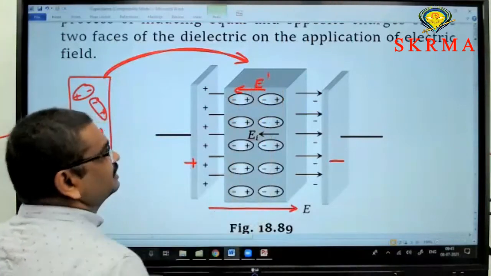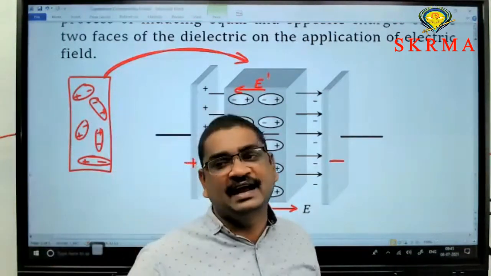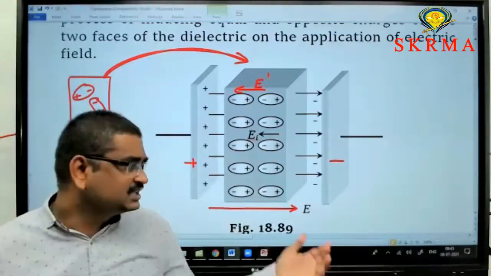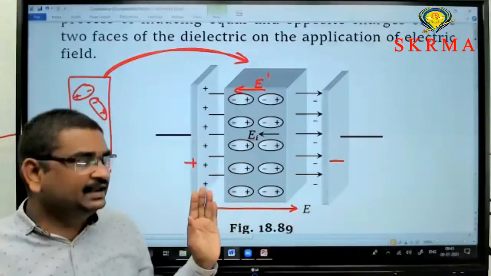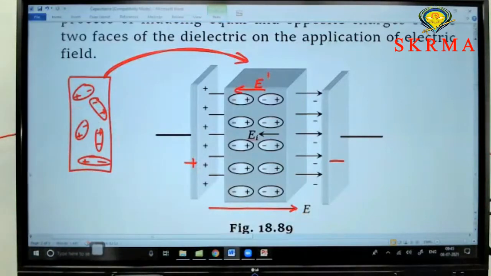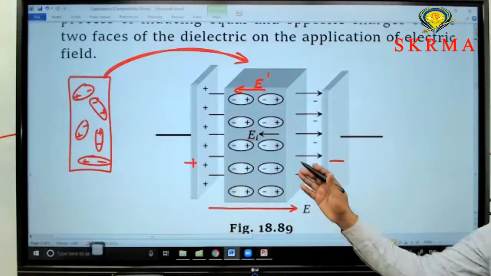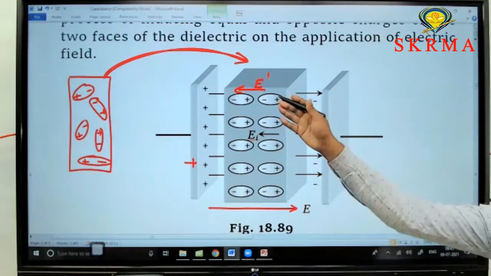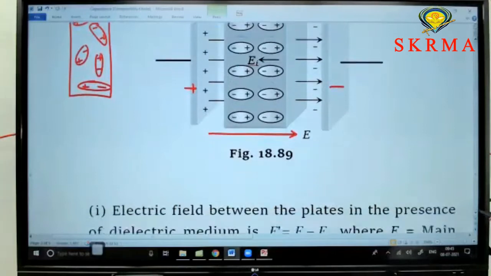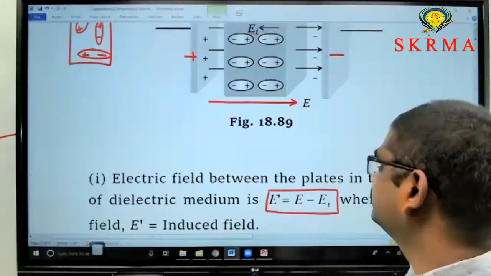Let it be E dash. What is E dash? E dash is the electric field within the dielectric. Next, what is E? E is the electric field between the capacitor plates. Now, what is the net electric field? Here, electric field E is outside the dielectric, and E dash is inside the dielectric. The net electric field can be written as E minus E dash.